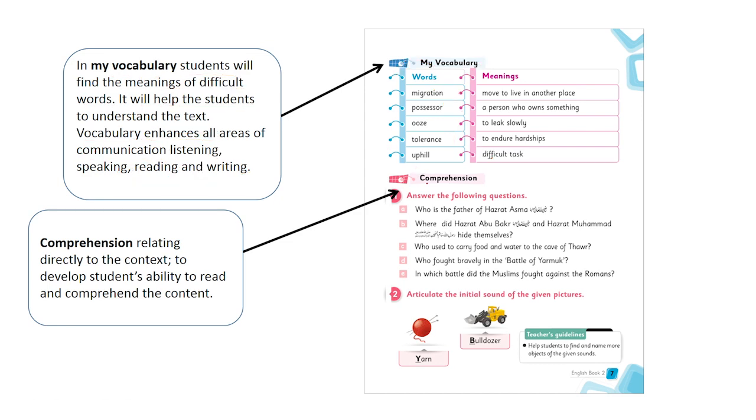Now look here, what is the comprehension for? Comprehension relates directly to the context to develop students' ability to read and comprehend the content. The comprehension section may contain questions, fill in the blanks, true and false, and MCQs, the multiple choice questions.